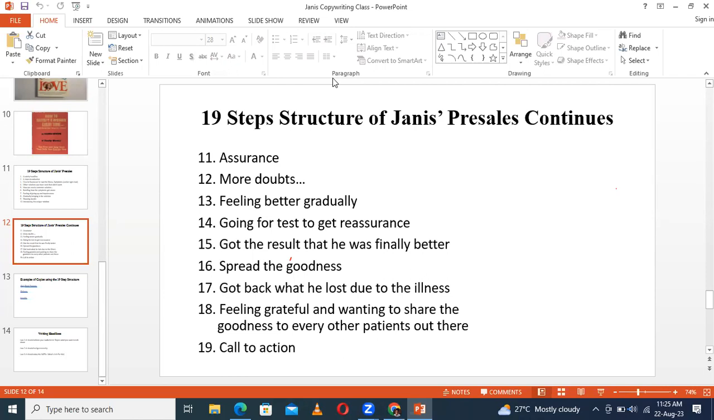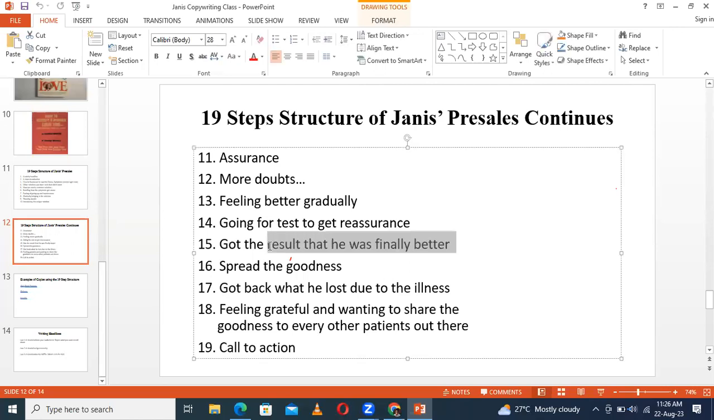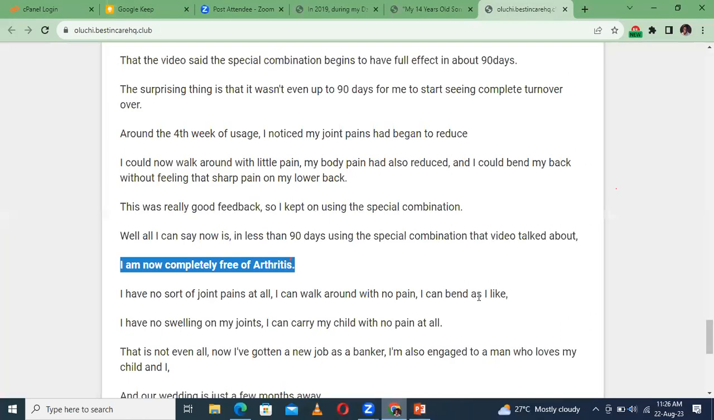Okay, so there would not be any need to go to the hospital for confirmation. So it's the same case with arthritis, diabetes and high blood pressure, they are internal. That's why they call them silent killers. They are very deadly, so you need to be sure that you are free already. But in the case of arthritis, you don't necessarily need to. So that was why I skipped it and went directly to number 15. She got the result that she was finally better. Do you understand? So now let's go on. As usual, you guys will check 16 to 19 yourself and confirm.